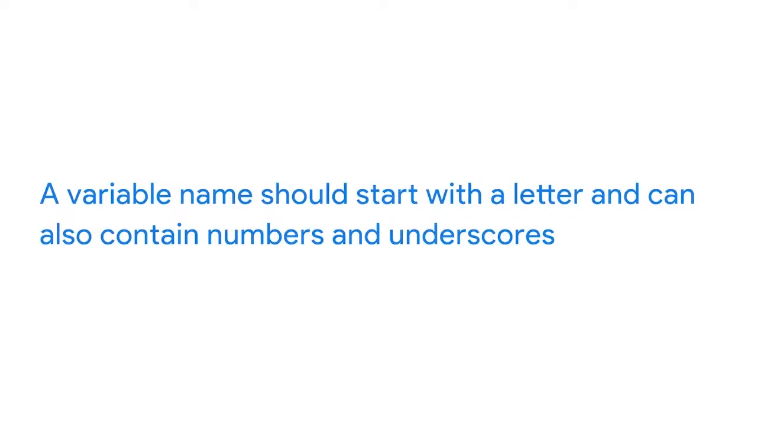A variable name should start with a letter and can also contain numbers and underscores. So the variable 5penguin wouldn't work well because it starts with a number. Also, just like functions, variable names are case sensitive. Using all lowercase letters is good practice whenever possible.